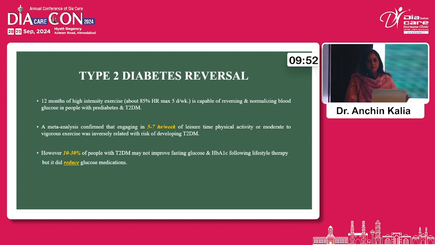Then the other benefit of weight loss or exercise is type 2 diabetes reversal. There are many patients with 5 to 7 hours per week of leisure activity or moderate to intense activity, and it was seen that this was inversely related to developing type 2 diabetes mellitus. However, we also know that there are patients with weight variability issues, and around 10 to 30% of people with type 2 diabetes may not have any improvement in fasting glucose or HbA1c, even after following a lifestyle therapy program, but it definitely did reduce the number of glucose medications.